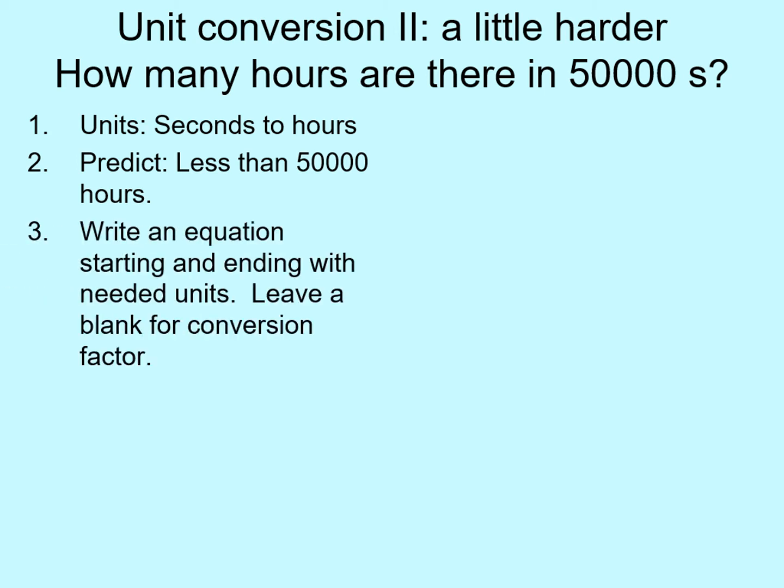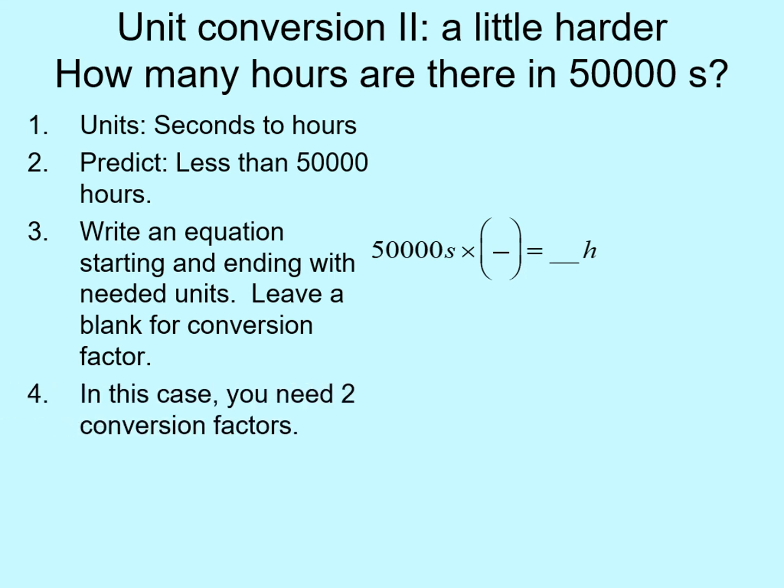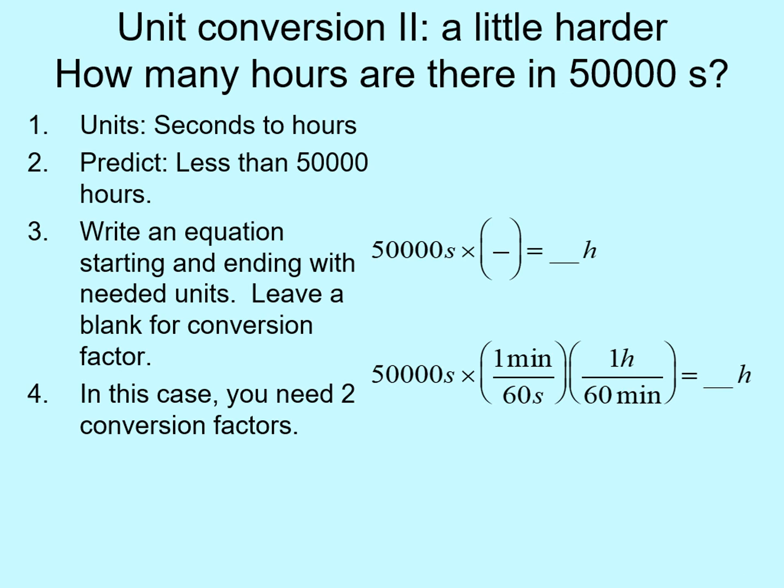Now write yourself the equation based on the starting and ending units. Did you get that? In this case, there are two parts to the conversion. A minute is 60 seconds, and an hour is 60 minutes. This means we will actually have two conversion factors, and you can multiply them in one after the other.